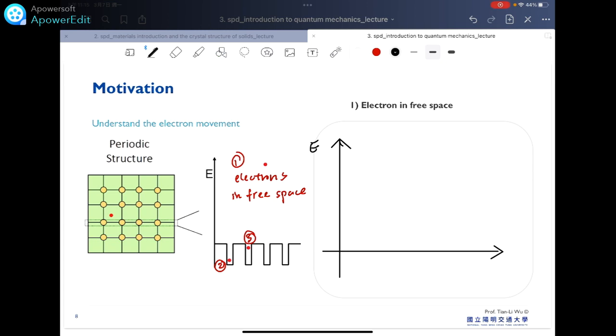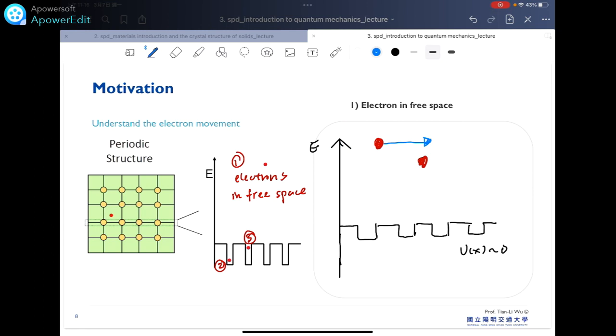So this is our energy, and in free space we consider our potential barrier, U(x), equal to zero. If our potential here is zero, that means the electron is moving freely in free space. So the electron can move in this direction or in these directions. That's the first case that we want to discuss.